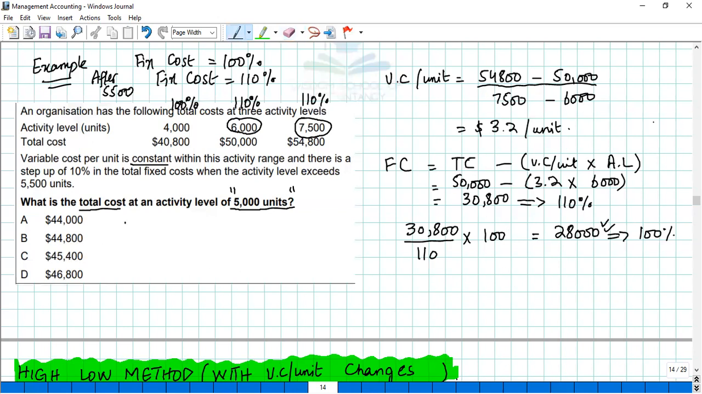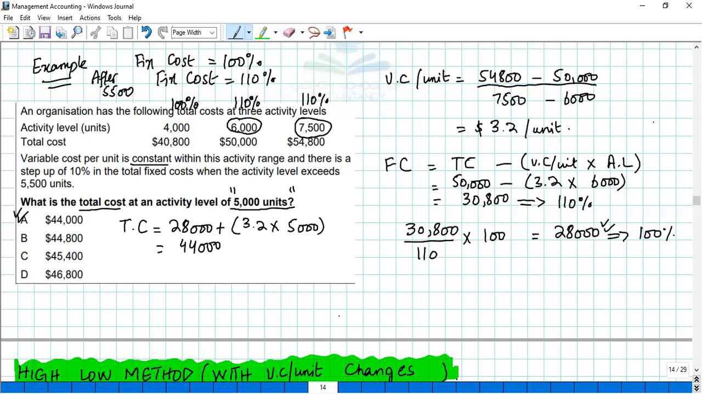Now the last thing is I will calculate the total cost, which is equal to fixed cost. We have to use 28,000 without step up because the activity level is 5,000 units, plus variable cost per unit, that is 3.2. And because we have to calculate the cost at 5,000 units, I will use 5,000 here. So 5,000 times 3.2, 16,000 plus 28,000, it gives me the answer of 44,000. So 44,000 is my answer.